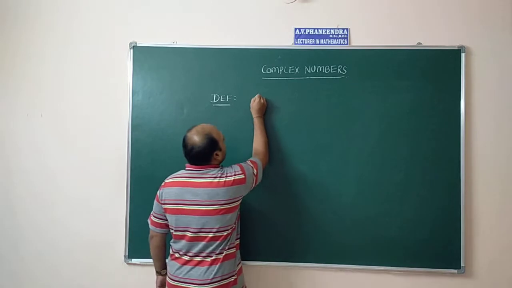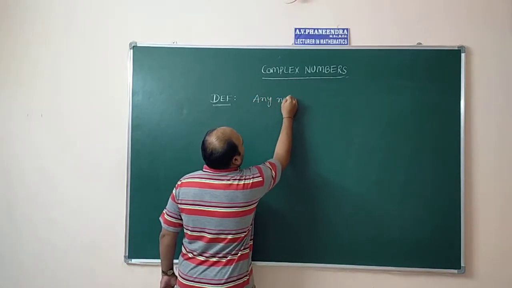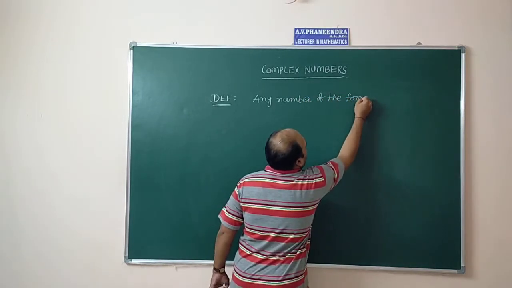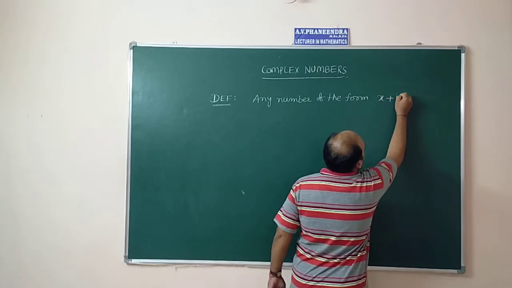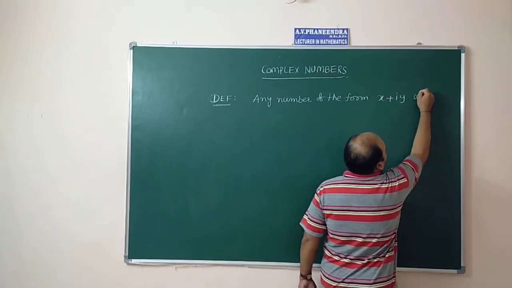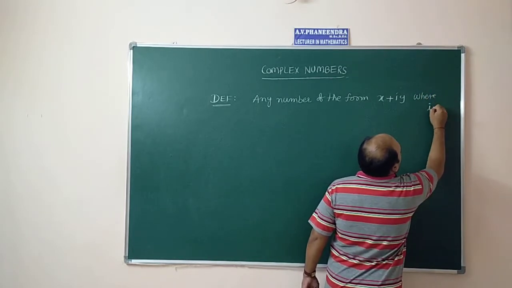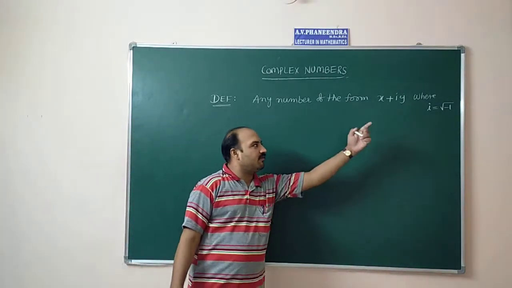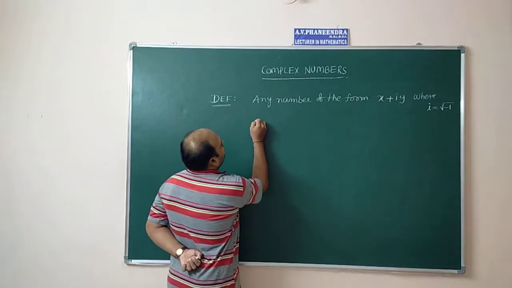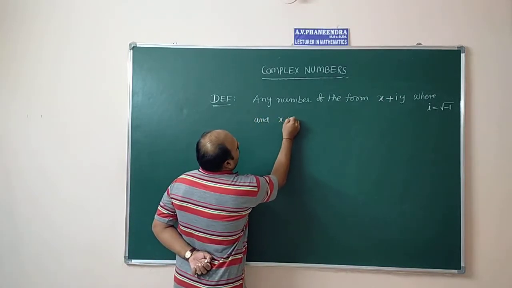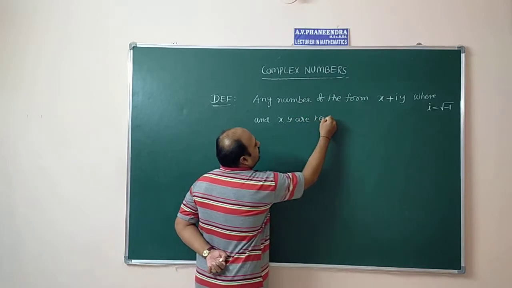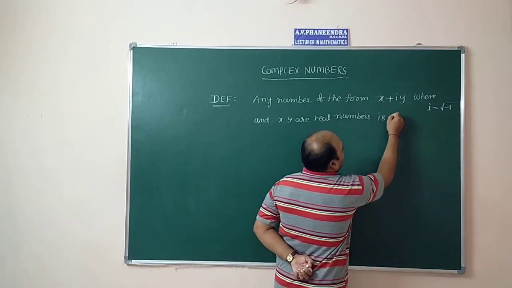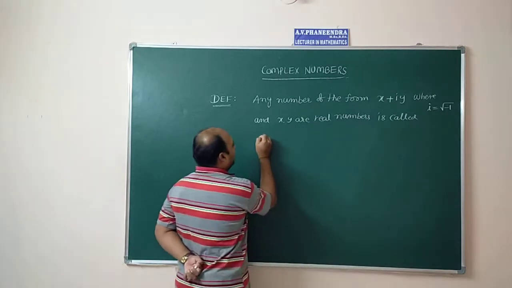So, any number of the form x plus iy where i equal to root minus 1, and x comma y are real numbers, is called a complex number.